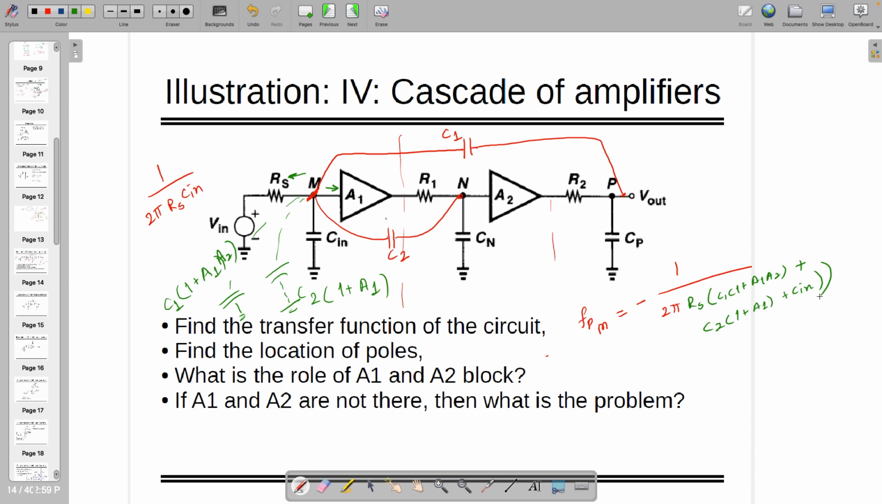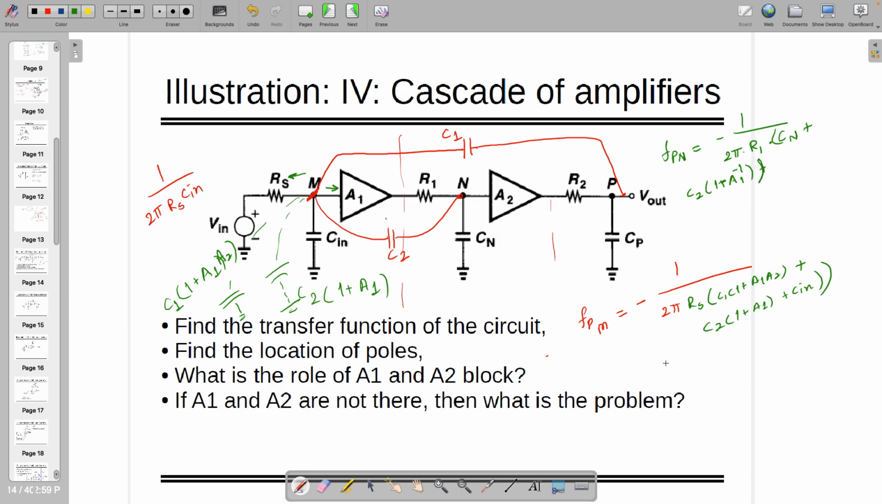Narmit, try FPN. At node N. So minus 1 by 2 pi. Okay, very good. How many resistances are you seeing? R1. Okay, very good. Times. How many capacitances are you seeing? Plus Cn. Plus, say C2 times 1 plus A1 inverse, right? Plus nothing else, right?